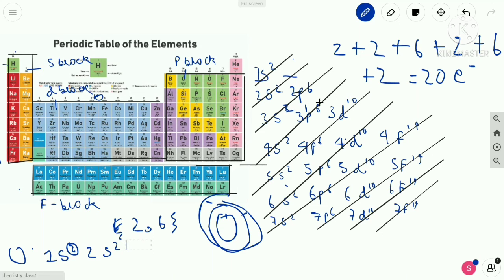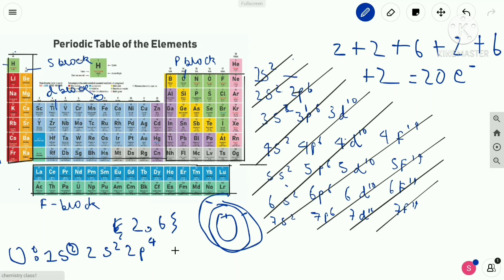So we go to the next one, 2p. In 2p, we only need to fill 4 electrons to obtain the oxygen electronic configuration. So this is the electronic configuration for oxygen, and that's how we can determine it. We just go by this order and look at the number of valence electrons.